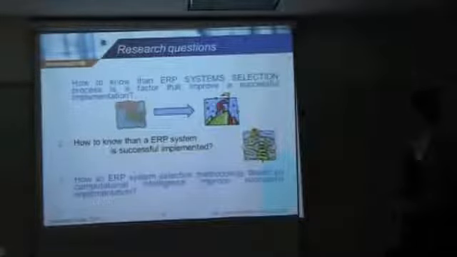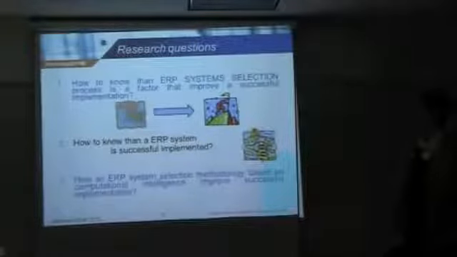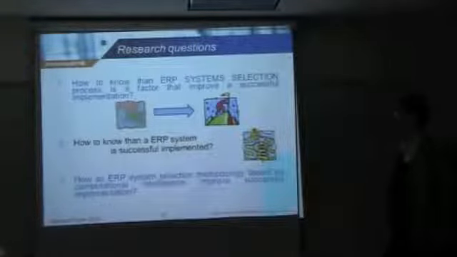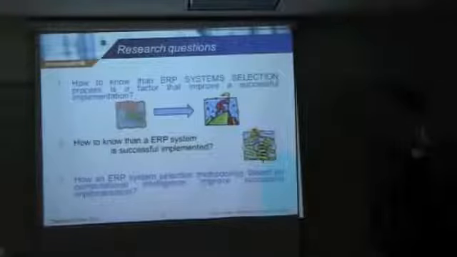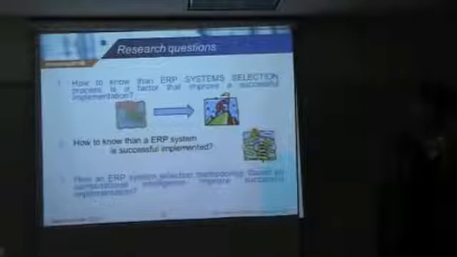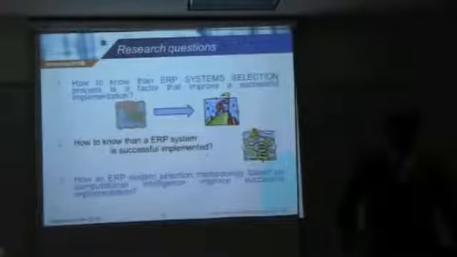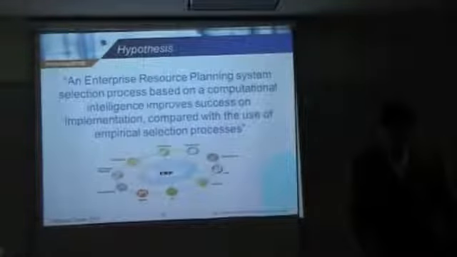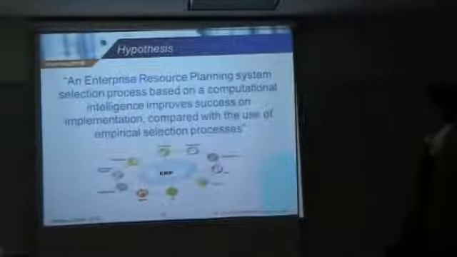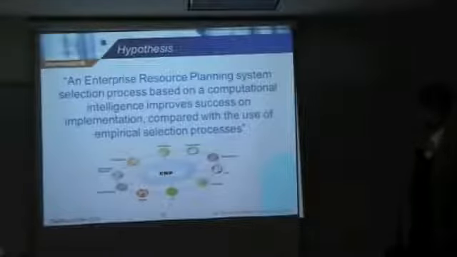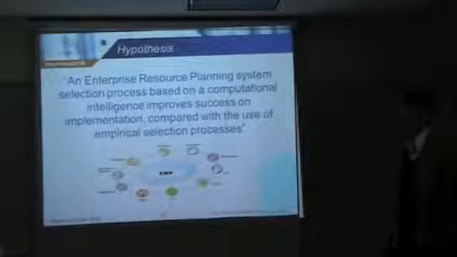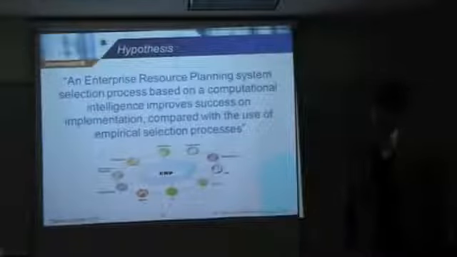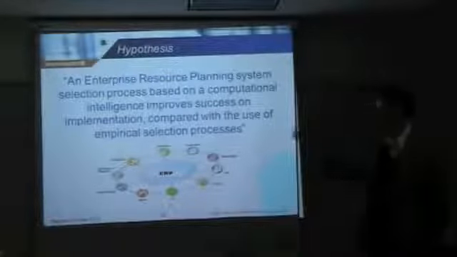My research questions are: how to know that the ERP system selection process is a factor that improves successful implementation, how to know that an ERP system is successfully implemented, and how an ERP system selection methodology based on computational intelligence improves successful implementation. So my hypothesis is this: an enterprise resource planning system selection process based on computational intelligence improves success on implementation compared with the use of an empirical selection process. This is what I try to prove.